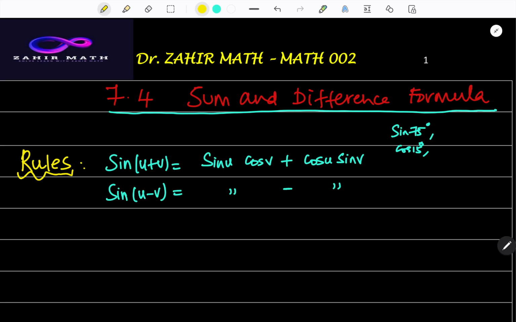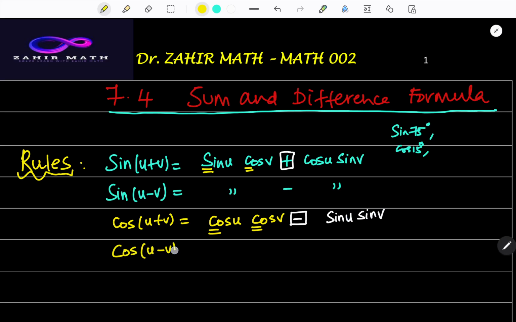Right. Next, I will write cos of u plus v is equal to cos u cos v. For cosine, cos will come first. For sine, sine, and after that cosine will follow. And here you will get minus, keep that in mind. But here you will get plus in the beginning. Cosine u cosine v minus sine u sine v. Then cosine of u minus v equals the same rule with the plus, and the same rule here also.